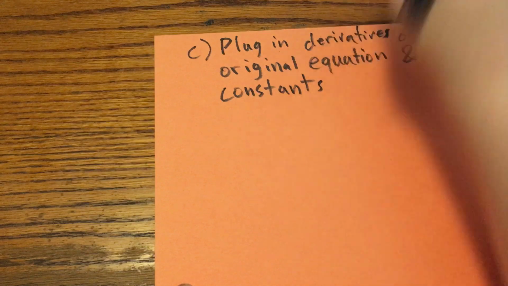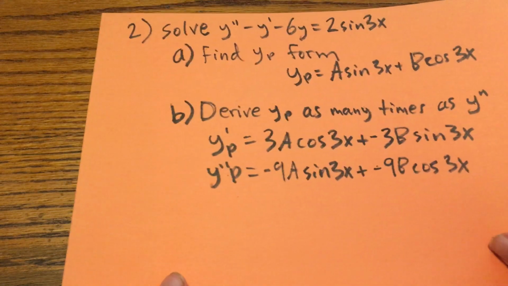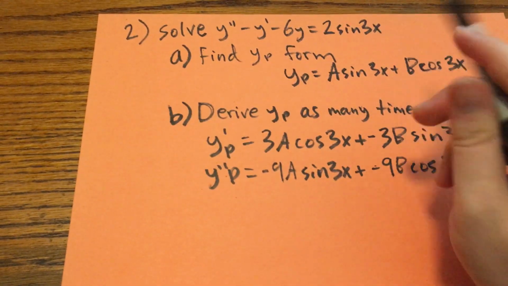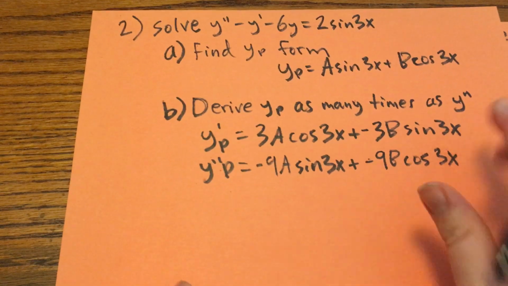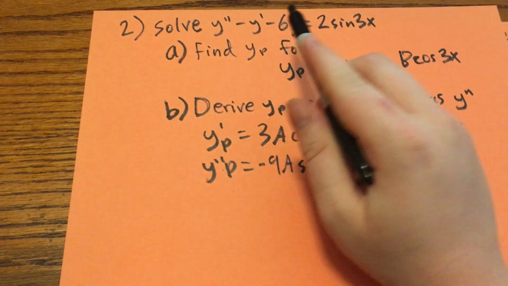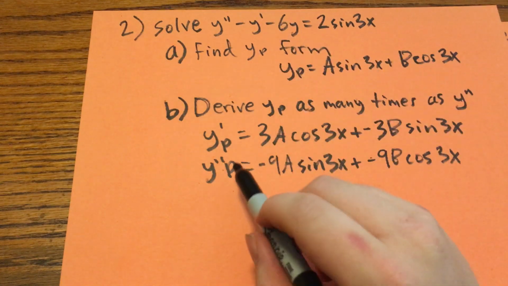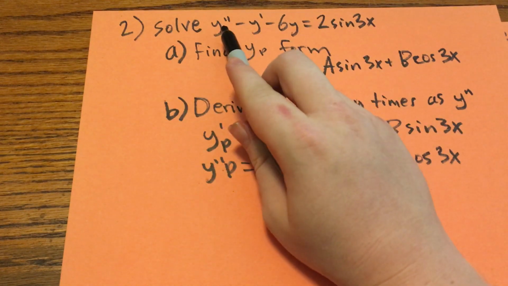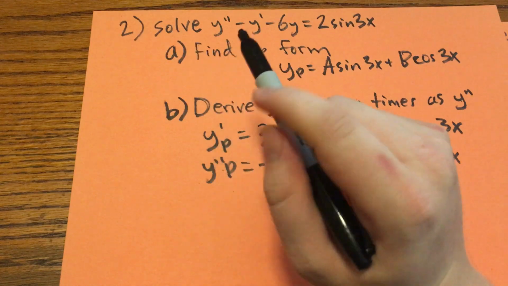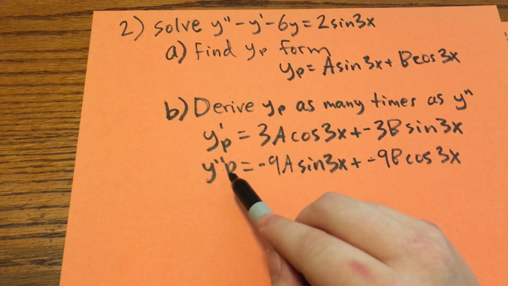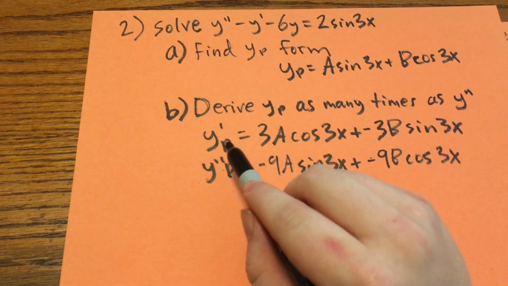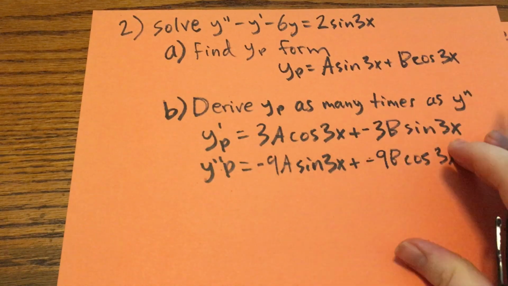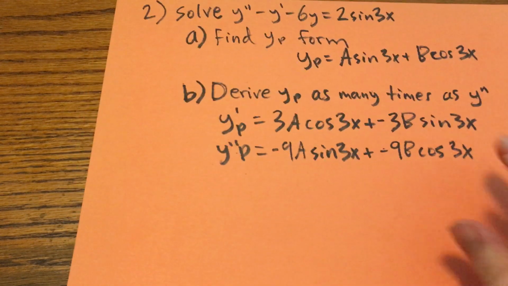Okay, so if we look back at the original equation, we can see that it is y double prime minus y prime minus 6y equals 2 sine of 3x. And what it means to substitute the particular solutions, or y sub p, into the original equation is for the corresponding derivatives, you want to plug the particular solutions for the y double primes and the y primes and so on. So you'd plug in y sub p double prime for y double prime, y sub p prime for y prime, and y sub p for y. And then you would solve for a and b. So let's do it.